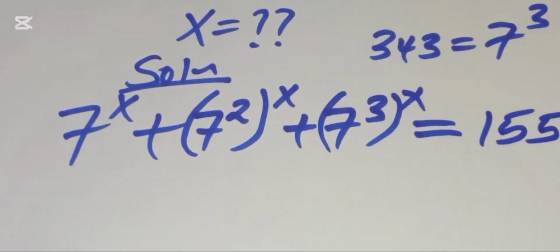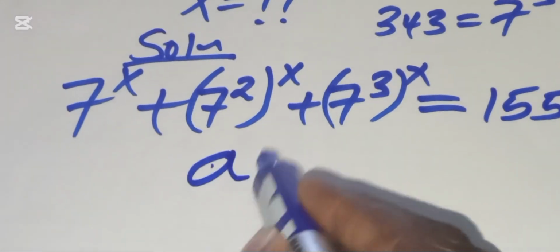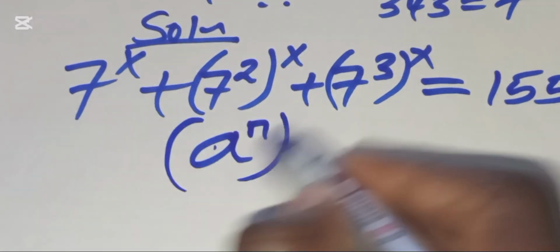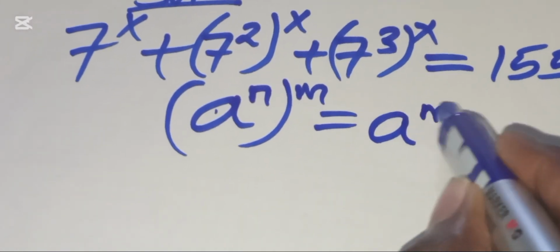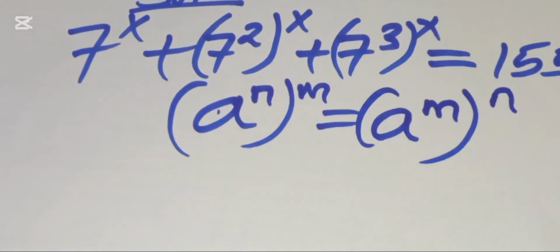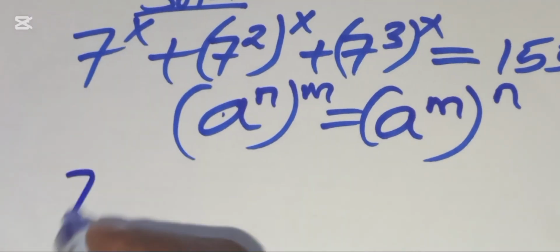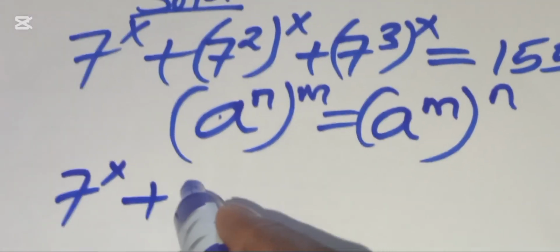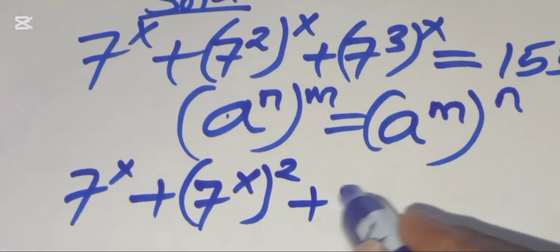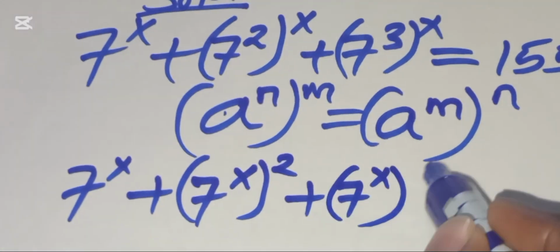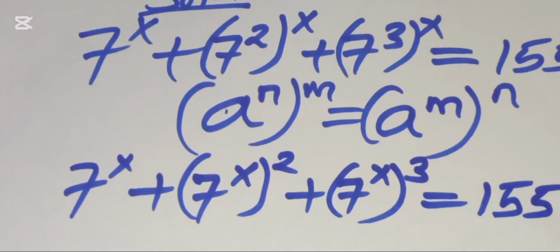This is equal to 155. Now, applying the indices identity, if you have a raised to power n raised to power m, this can also be expressed as a raised to power m raised to power n. Let's apply this property so that we have 7 raised to power x plus 7 raised to power x squared plus 7 raised to power x cubed, equal to 155.